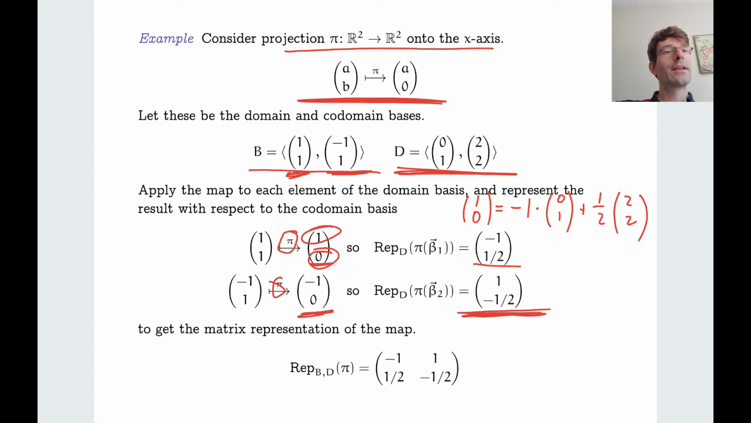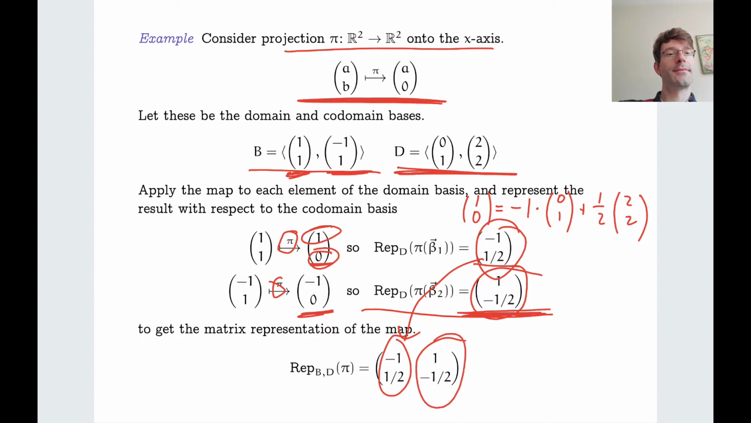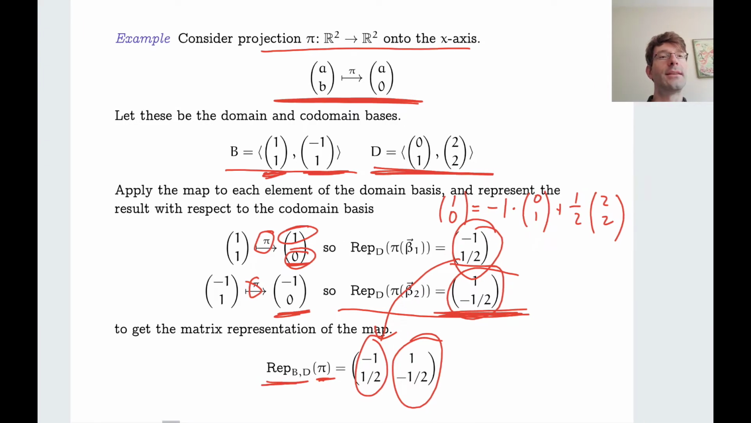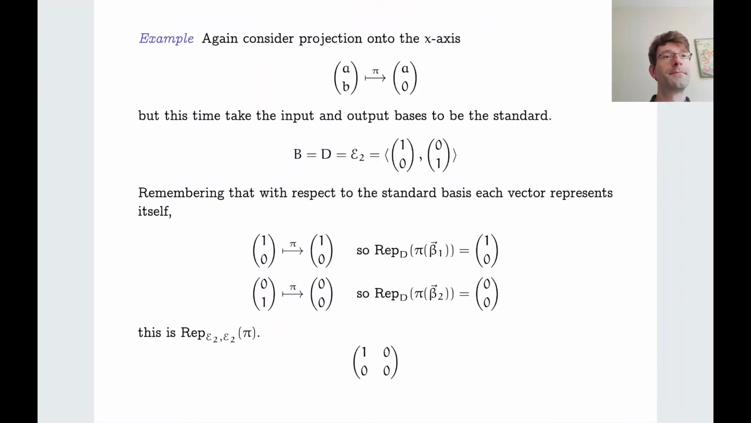Now we have represented pi of beta 1 and pi of beta 2 with respect to the output basis. We take these two column vectors, put them in a matrix like this, which gives us a representation of pi with respect to B and D. Now let's take the same map but a different basis, and then hopefully we'll not be surprised that we obtain a different matrix.